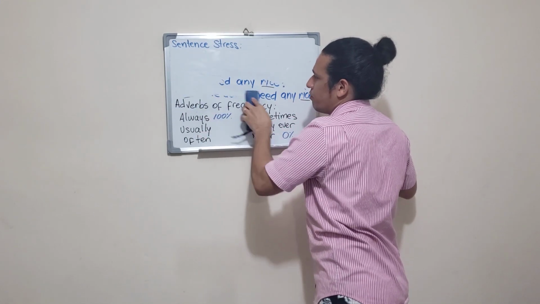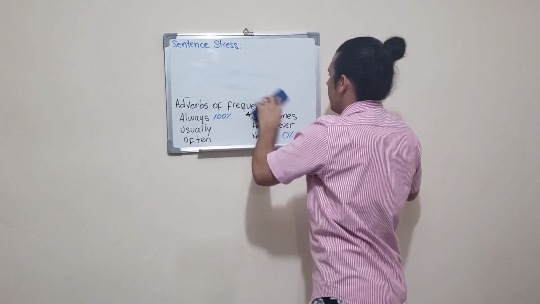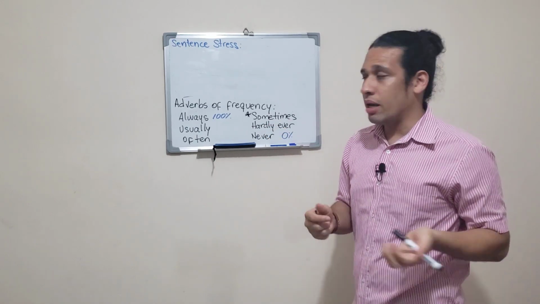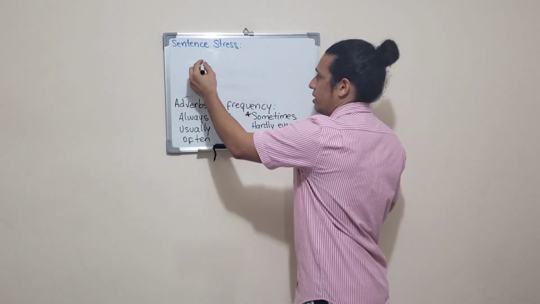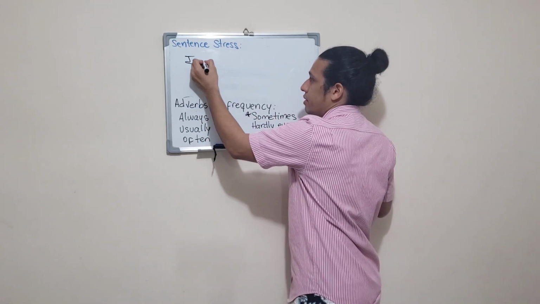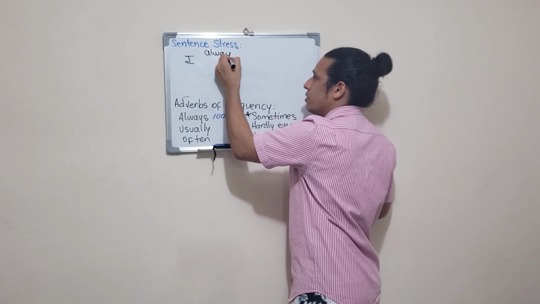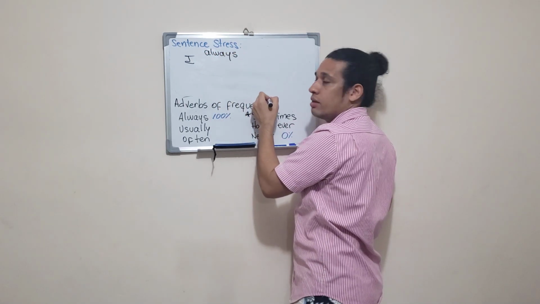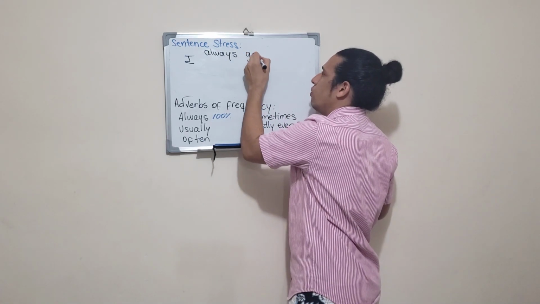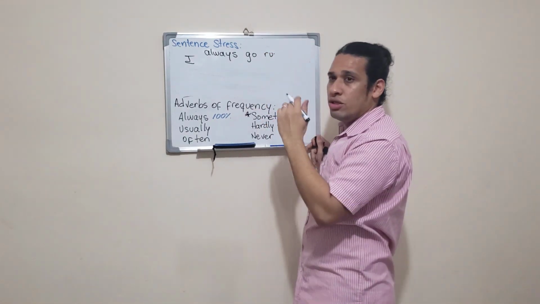So, always. I am going to use here only the adverb of frequency because we're going to use the same example for all of them, right? So let's say, for example, I, which is a subject pronoun, right? Then you write always, let's say here, always, right? I always, what? Go running. I always go running.